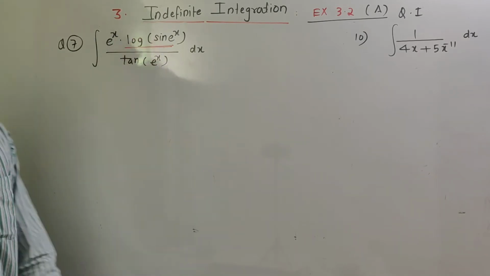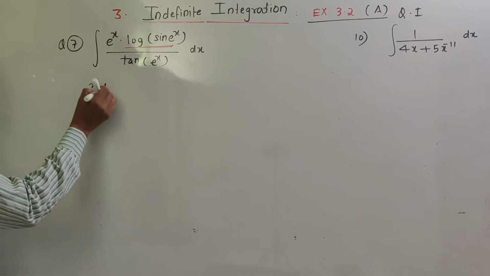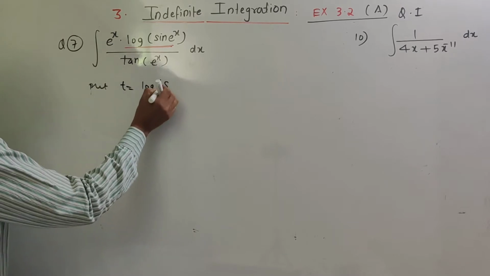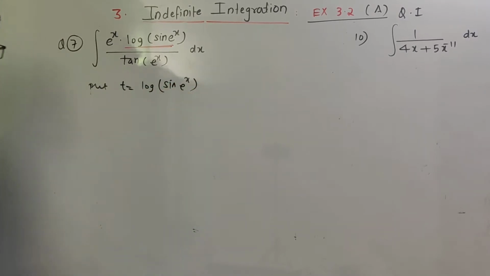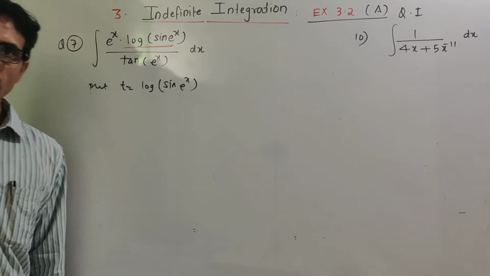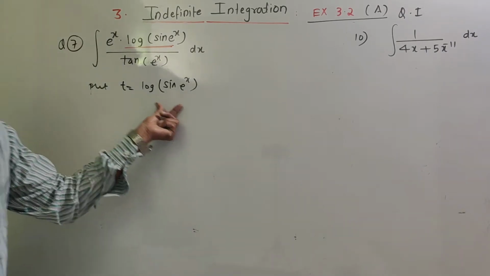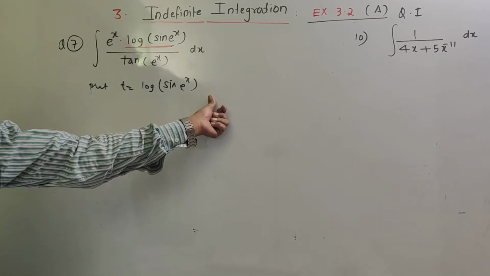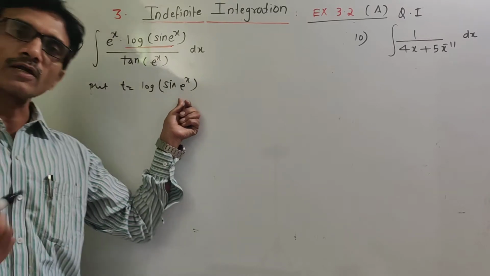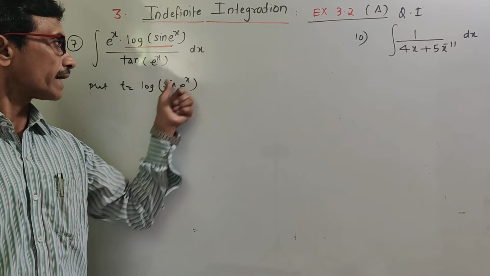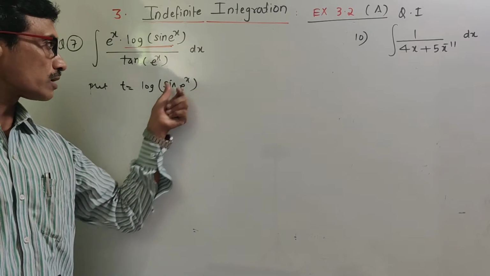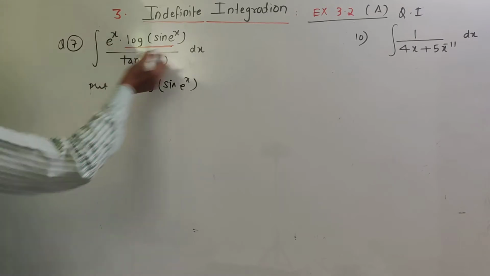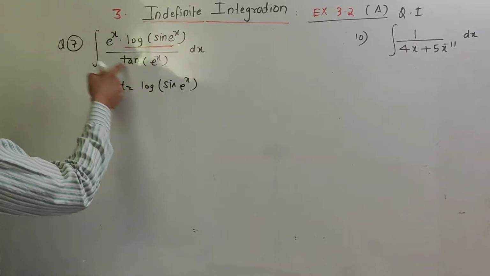It is in the form log f(x). So put t is equal to log of sin of e raised to power x. Then its derivative: the derivative of log f(x) is 1 upon f(x) into f dash of x, meaning 1 upon sin x into the derivative of sin x, which is cos x. Again you have to use the chain rule of derivative, because it is sin of e raised to power x, so it will be cos of e raised to power x and again the derivative of e raised to power x.